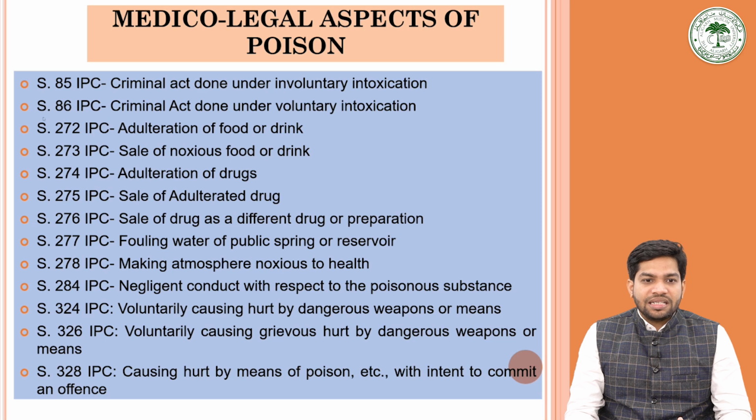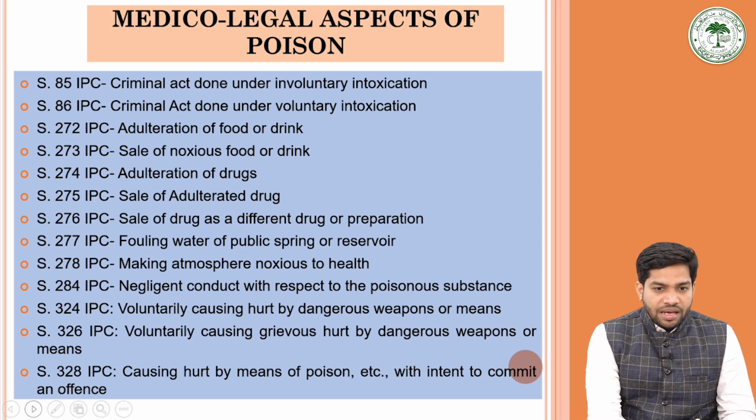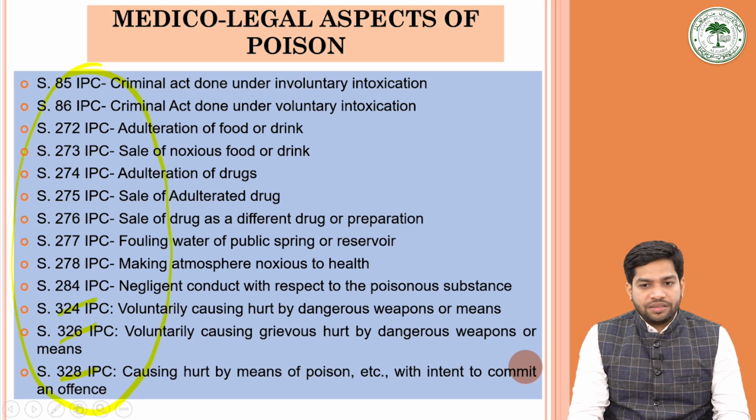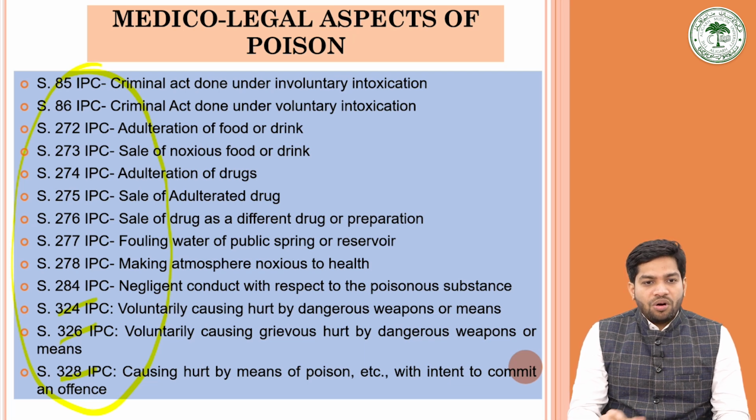So under that, these are the sections that are important for us. Section 85 of IPC, sections 86, 272, 273, 274, 275, 276, 277, 278, 284 of IPC, and 324, 326 and 328 of IPC are all relevant for our toxicological purpose. We will take all of these sections one by one subsequently.